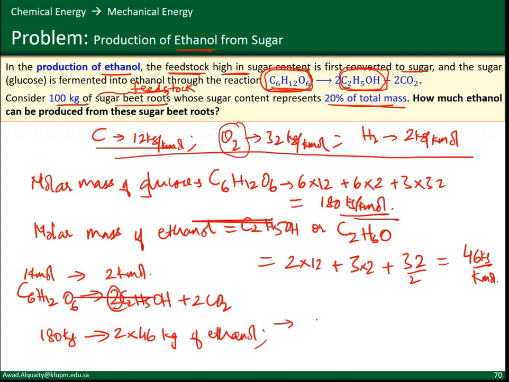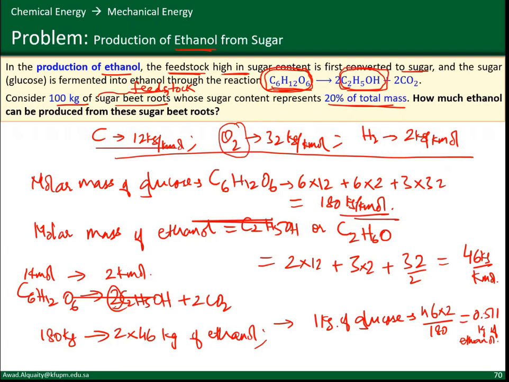So, if you have 1 kilogram of glucose, it's going to produce 46 times 2 divided by 180, which is about 0.511 kilogram of ethanol. So this is the main equation. This is the main problem that we are solving.